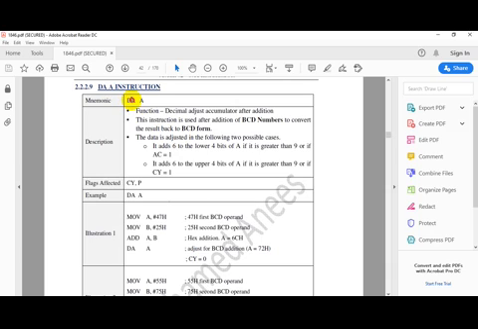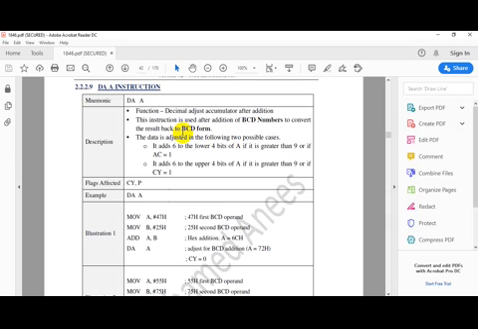The mnemonic is DA A, decimal adjust accumulator. It stands for decimal adjust accumulator after addition. This instruction is used in BCD arithmetic. I repeat, this instruction has a meaning only when you are performing BCD arithmetic, that is, BCD addition or subtraction. It is mostly used after the addition operation of BCD numbers.